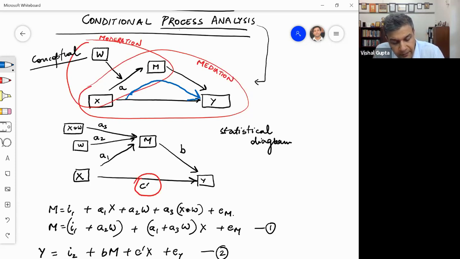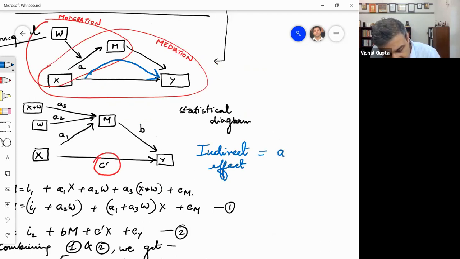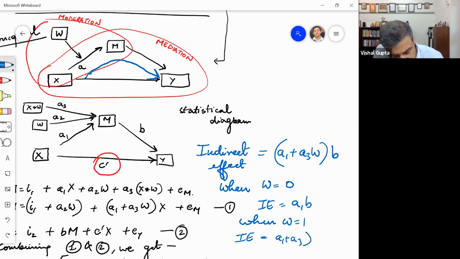What is the indirect effect here? The indirect effect has become A1 plus A3 times W, multiplied with B. Let's assume W to be dichotomous, so it can take two values. When W is equal to 0, the indirect effect is A1B. When W is 1, you get your indirect effect as A1 plus A3 times B.